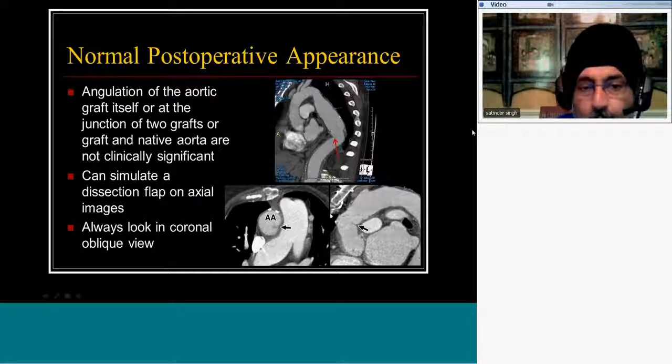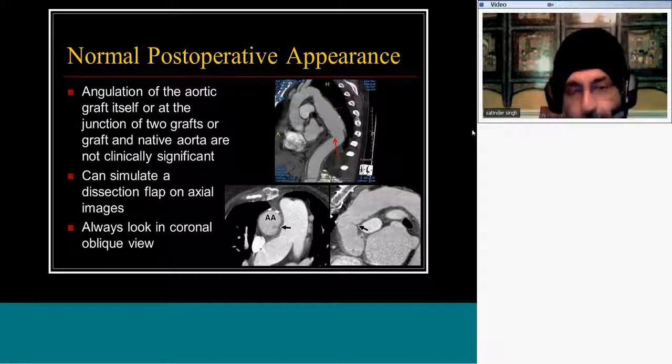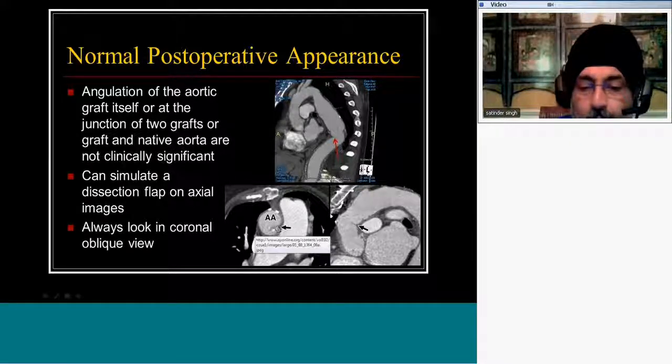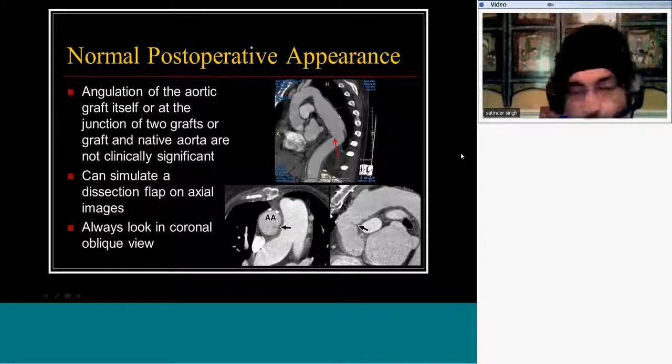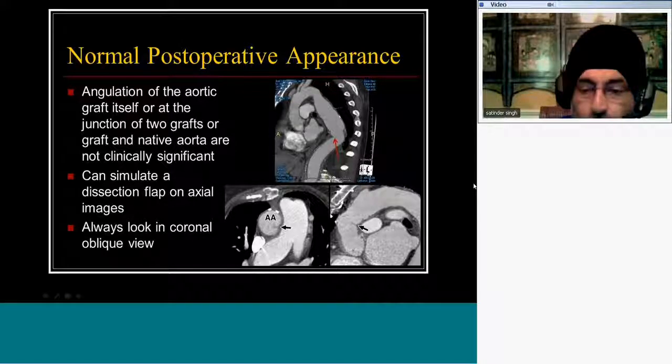Not uncommonly, you will see a small amount of kinks in the graft, especially at the site where the graft is either anastomosing with the native aorta or taking a curve, especially at the ascending aorta and arch junction. These kinks are very common and should not be mistaken for focal dissection. If you look in multiple oblique views, especially coronal oblique, you can clearly identify that this is a kink and not a dissection. This is another patient where there is a graft in the descending and abdominal aorta, and where it anastomoses, there is a small kink.